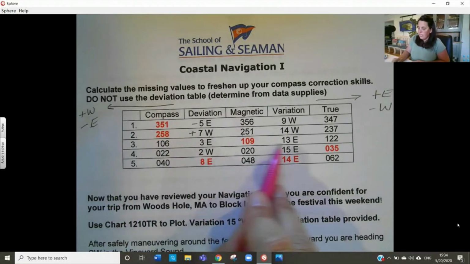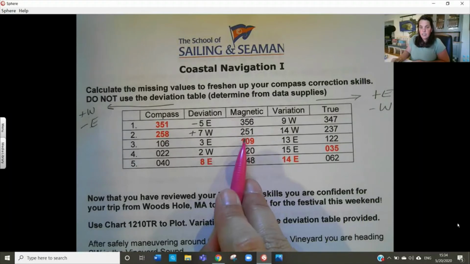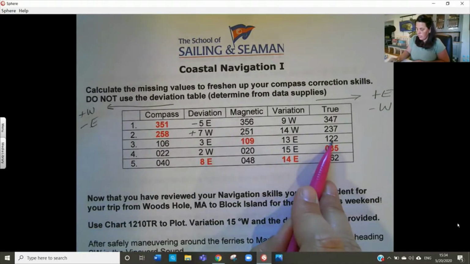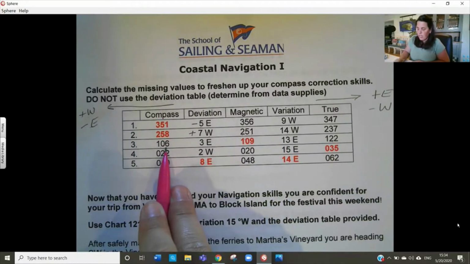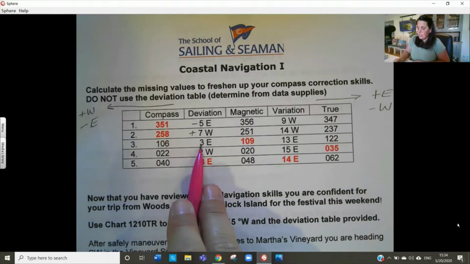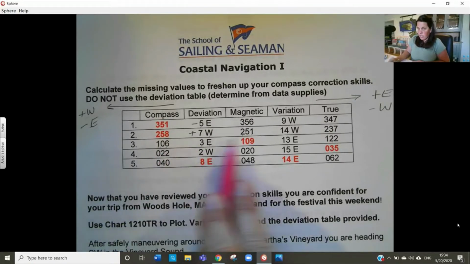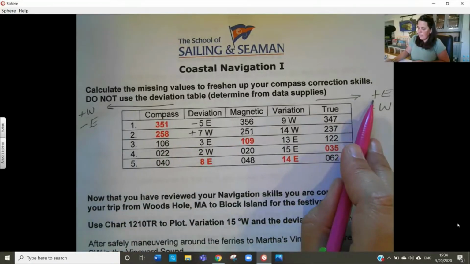Now here I'm missing a number in the middle. So I can start here or start here. Let's start on this one. I have 106 with a deviation of 3 east. If I'm going this direction, I'll be adding that east.